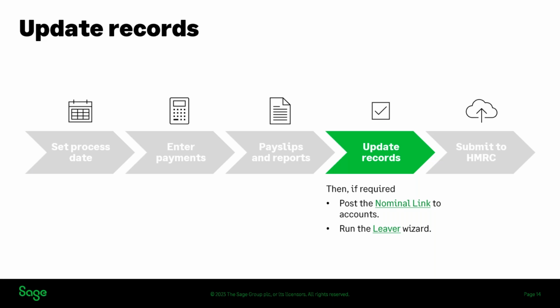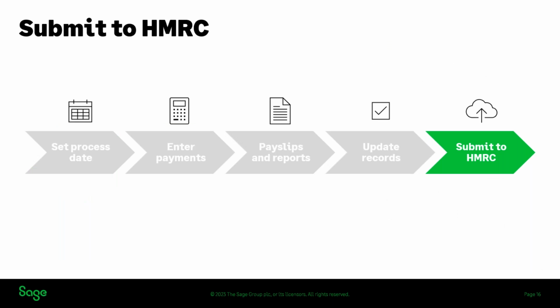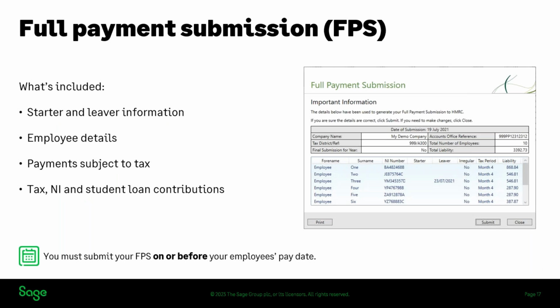So that's our payroll done. Just to recap those last few steps, we updated the records. We then ran the leaver wizard. So it's important you do the leaver wizard before the FPS in order to include the leaving details without delay. Printed the P45 and then we submitted to HMRC. And that's included starter and leaver details, taxable payments, tax, NI and student loan contributions making up the liability. And that needs to be sent on or before the employee's pay date.